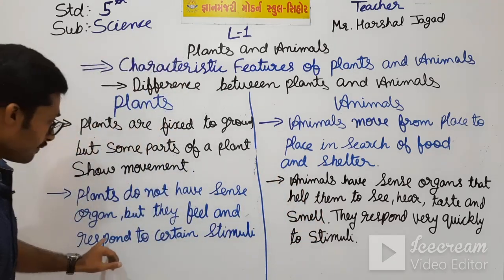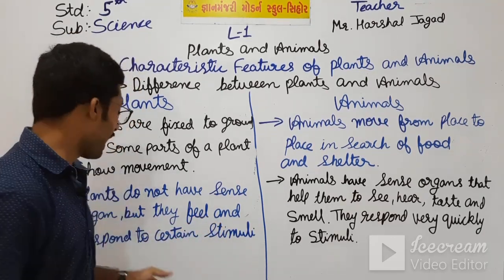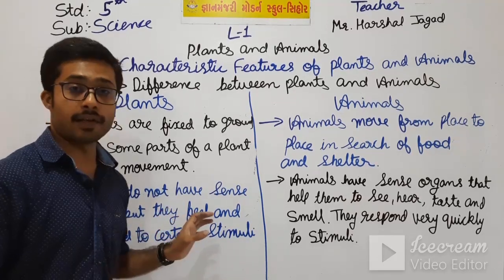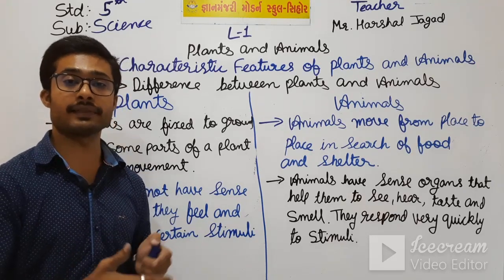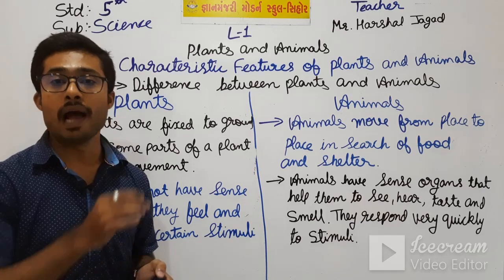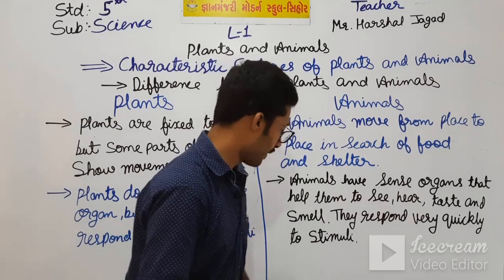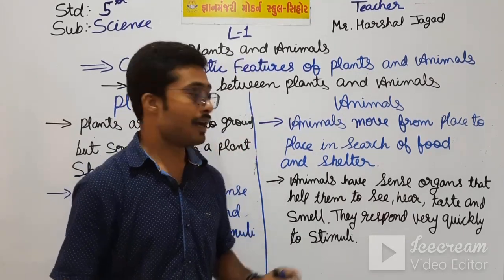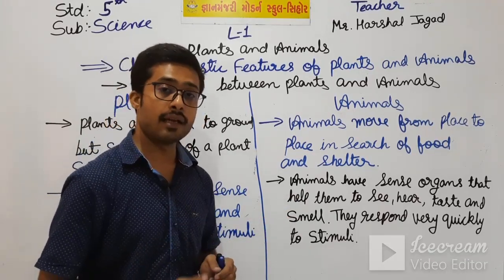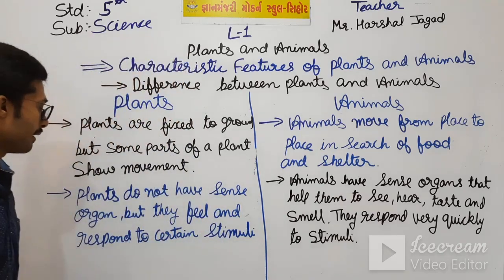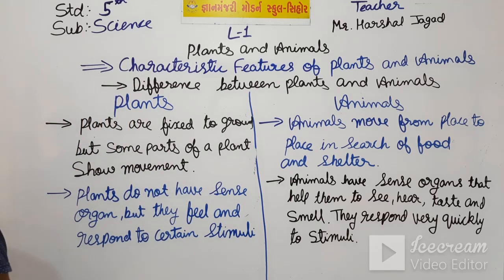And in the point we have seen, plants feel and respond to certain stimuli, means the plant can also feel, but they respond only to certain stimuli, not to every stimulus. In animals, they respond very quickly to stimuli, means they have sense organs, so they can respond very quickly. So this is the difference between the plants and animals. Now the next point.